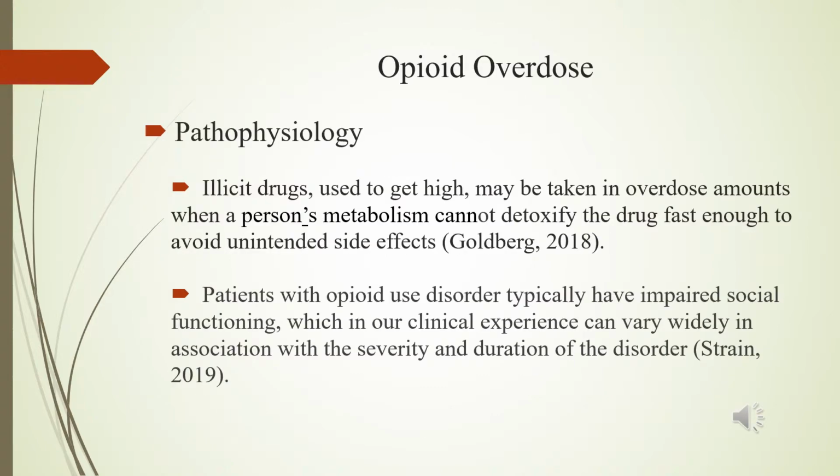The last diagnosis I chose was opioid overdose. The pathophysiology of opioid overdose is that illicit drugs used to get high may be taken with overdose amounts when a patient's metabolism cannot detoxify the drug fast enough to avoid unintended side effects. Patients with opioid use disorders typically have impaired social functions, which in our clinical experience can vary widely in association with the severity and duration of the disorder.